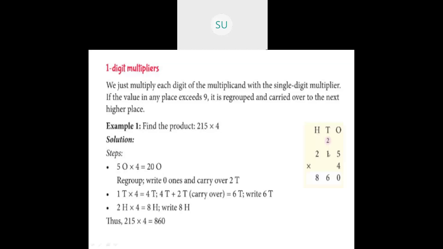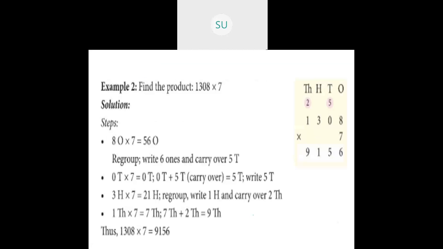Then 4 1s are 4, 4 plus 2 is 6. So we write 6 here, and 4 2s are 8. So the answer here is 860. This is how you do multiplication using a one digit multiplier. Then we saw the example of 1308 into 7. Here the multiplicand is 1308 and the multiplier is 7.